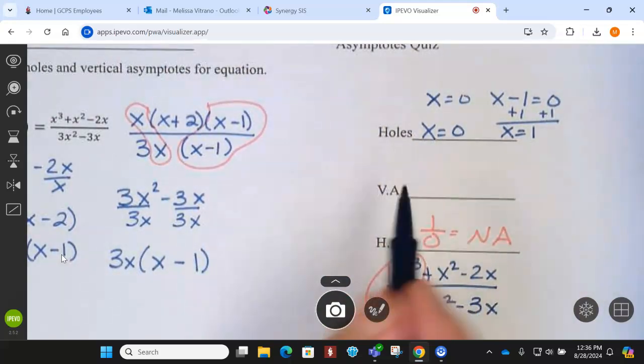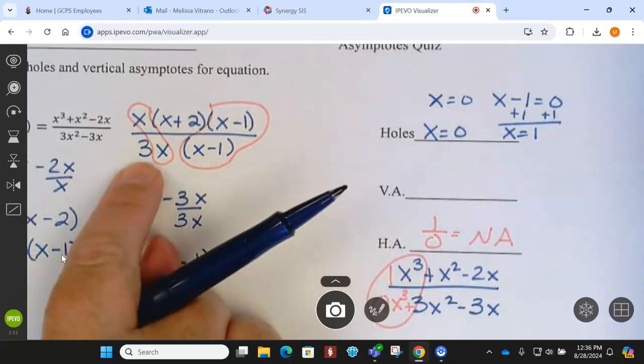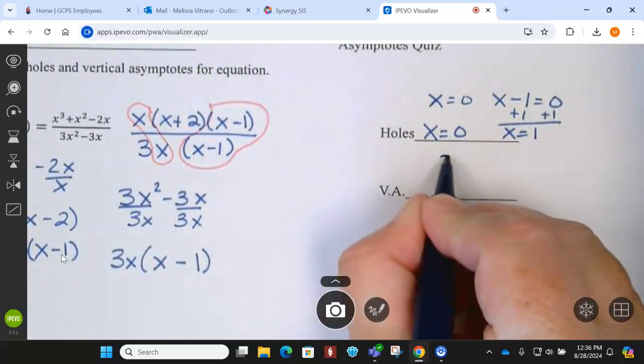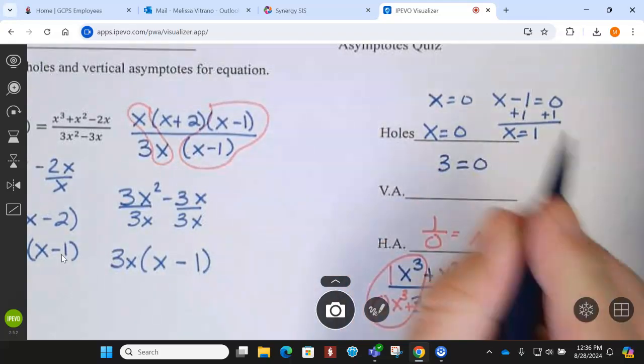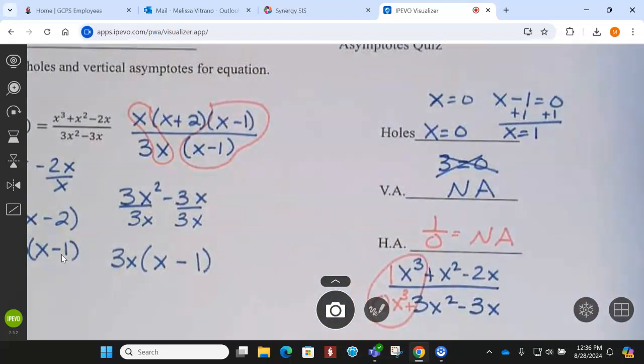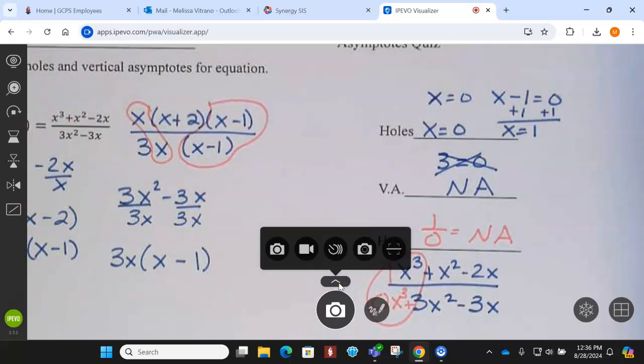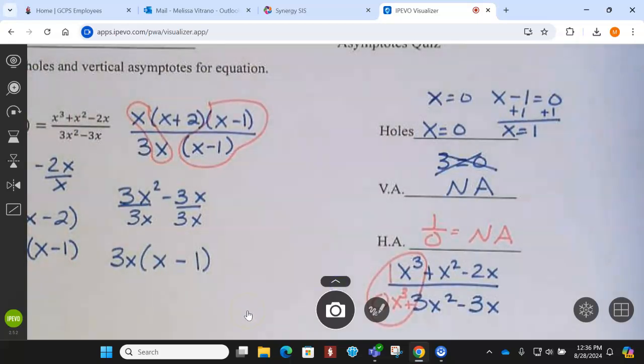A vertical asymptote is when we deal with the leftover factors at the bottom. And notice we have a 3. But does 3 really equal 0? The answer is no. So this is an NA.